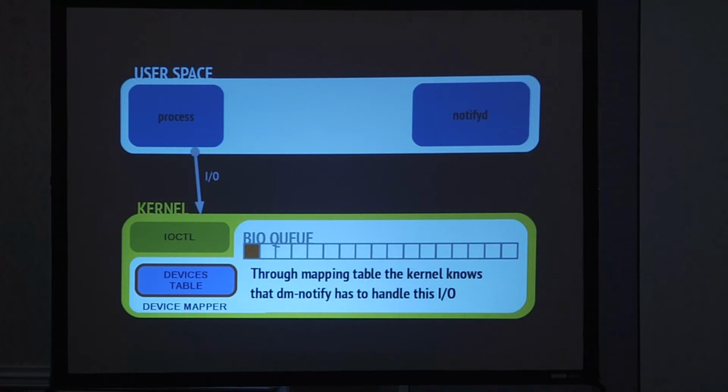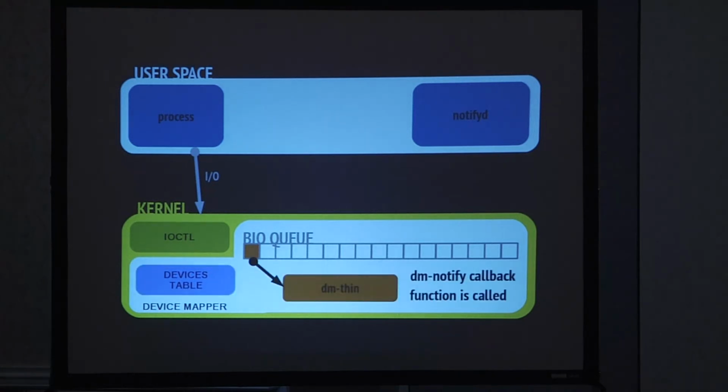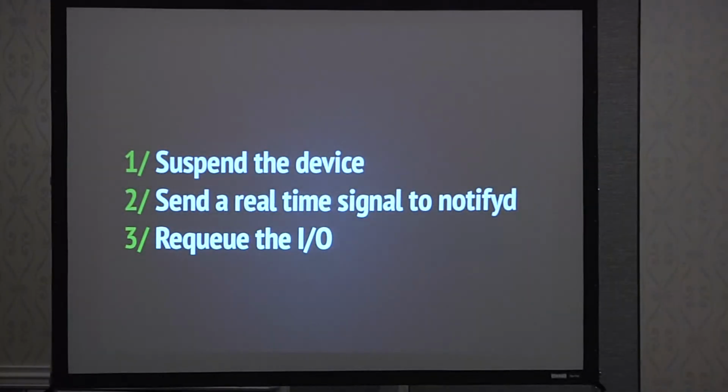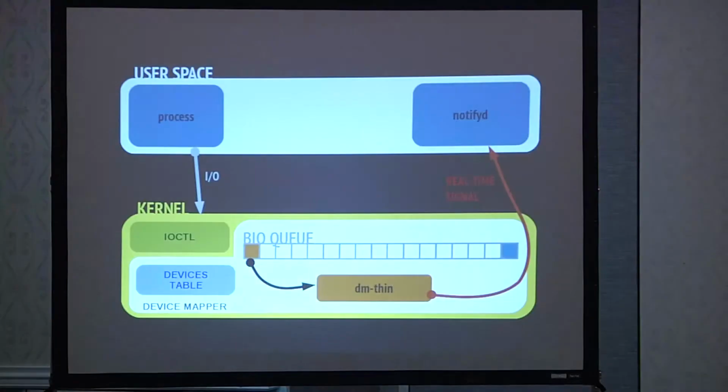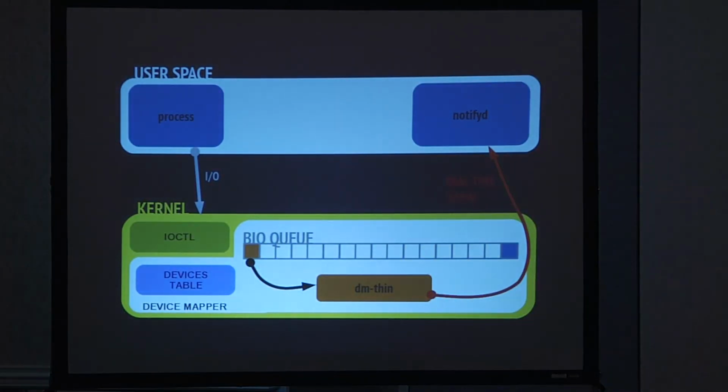The I/O will be handled by device mapper, and the callback of device mapper will be executed, and device mapper will do these three simple tasks. It will suspend the device, send a real-time signal to notify D, and requeue the I/O. So we'll have the I/O requeued in blue.